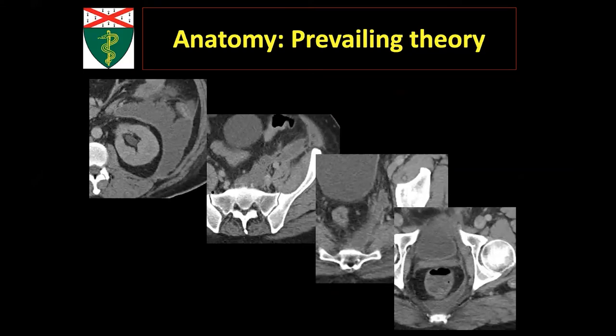And again, the presence of these planes allows one to appreciate and understand how processes that start off in the abdominal retroperitoneal compartments can communicate all the way down to the pelvis.